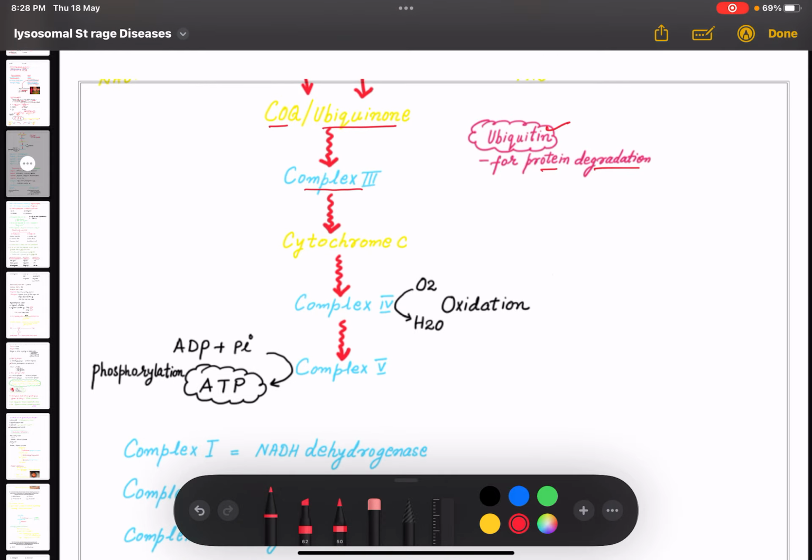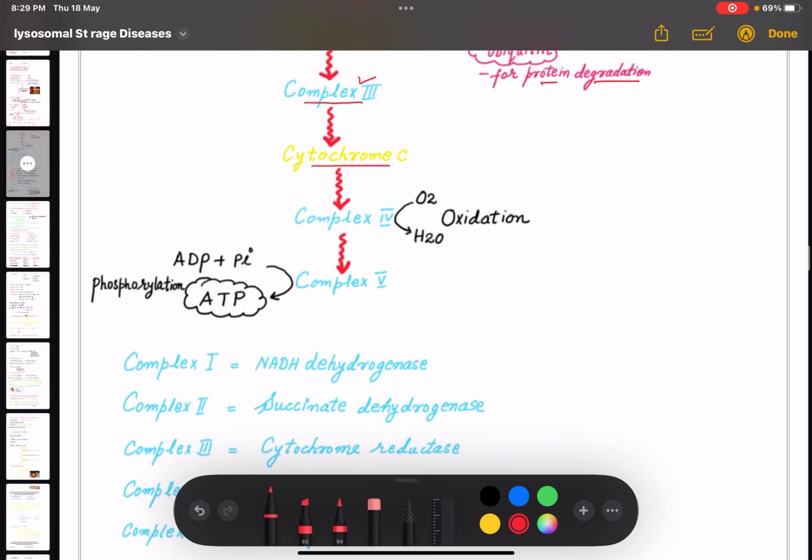Now there is another carrier protein which is known as cytochrome C. This cytochrome C will receive hydrogen from complex 3, and after that, it is going to give its hydrogen to complex 4. Here is a very important point you need to know: here oxygen is added and we get water. It means hydrogen is added to oxygen, and this process is known as oxidation.